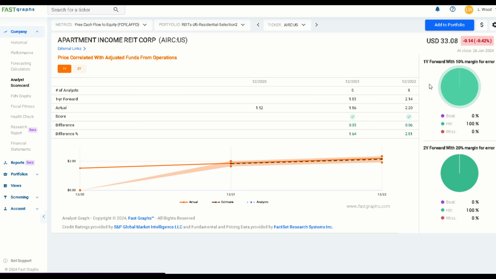But certainly if you're looking at 1 year, both times they have hit the analyst expectations. And there's a reasonable number of analysts also providing estimates here as well.